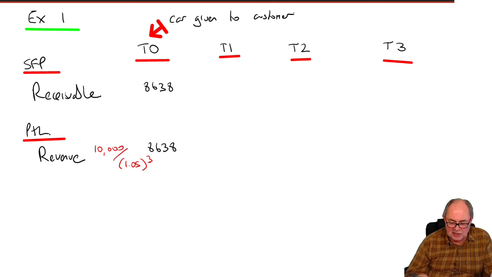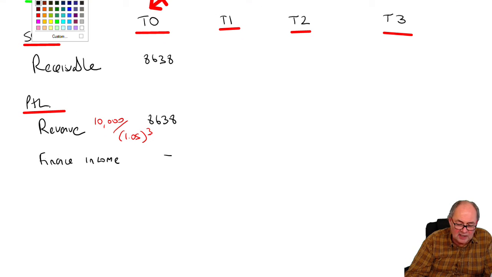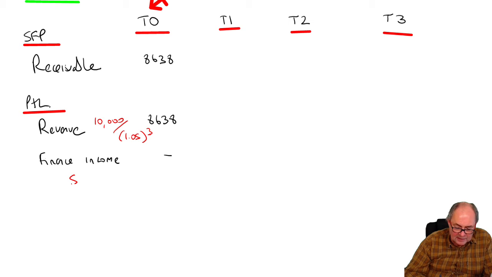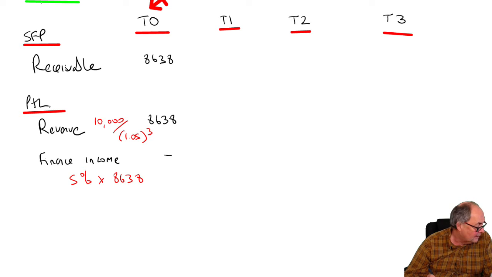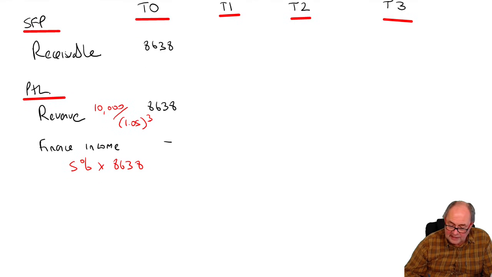Now, over the next 3 years, that so-called discount will unwind. So we will therefore get finance income. So 1 year later, we can start to unwind the discount. 5% of 8638 is 432. So the receivable goes up to 9070.